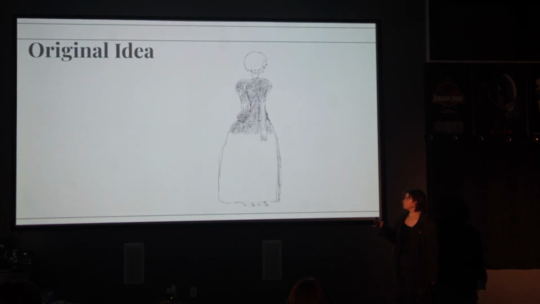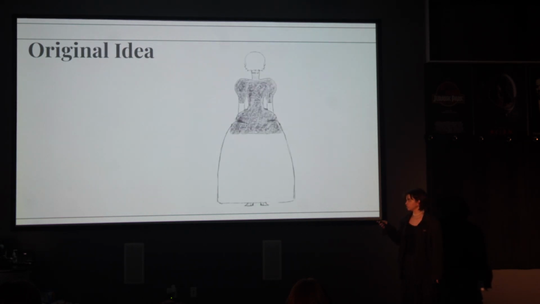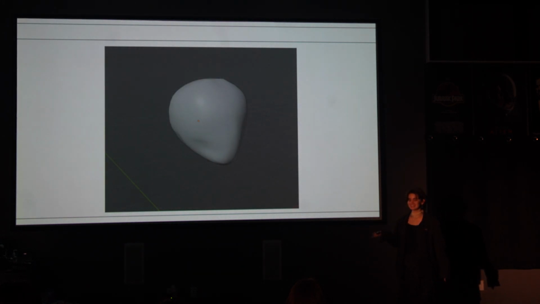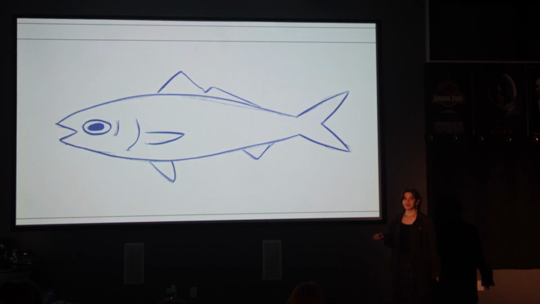So my original idea was to 3D model this character turnaround I made, but it turned out like this. I made the head, and I was like, this is so bad, this is such a flop. So speaking of flop, I made a fish instead.